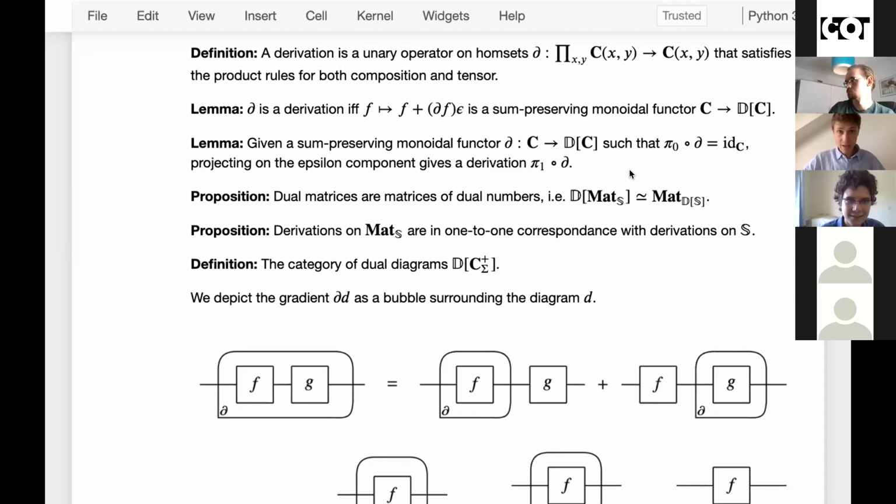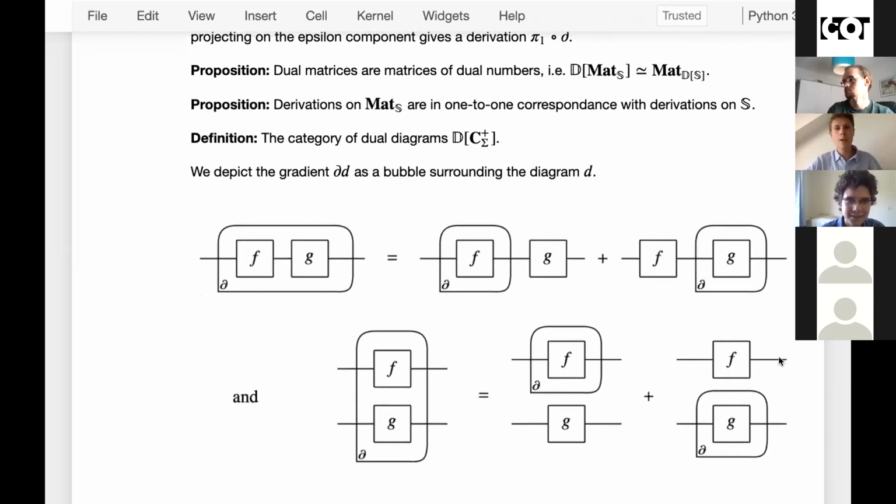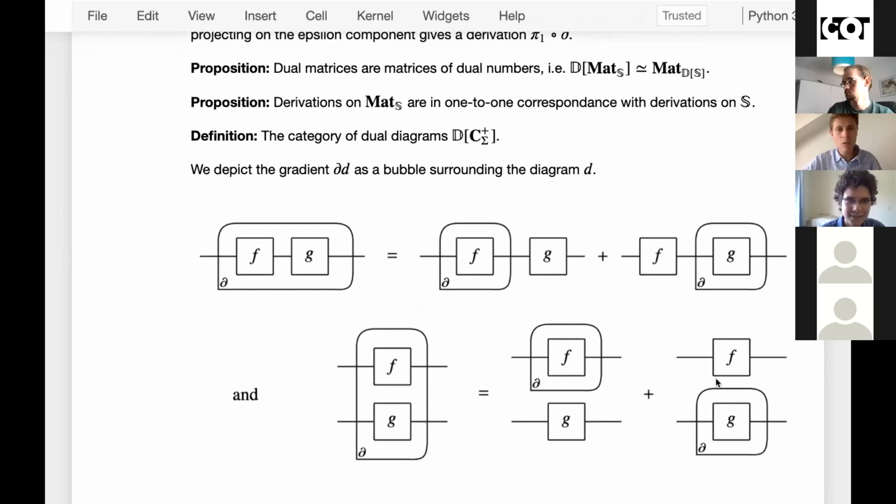So now we can take this construction and apply it to the free category with sums. So this category with formal sums of diagrams, and we get the category of dual diagrams. So how do we draw these? Well, we're going to draw the gradient as a bubble surrounding the diagram. So the axioms become, if I take the gradient of f then g, well, product rule. If I take the tensor of f then g, well, product rule again. Okay, so that's a way of depicting gradients of morphisms diagrammatically.